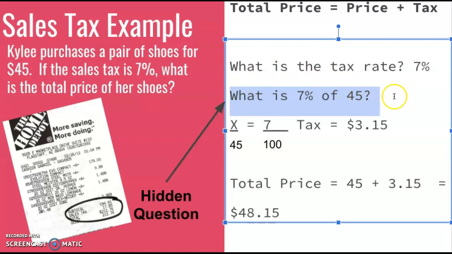Now, if we read this like a percent of question, we're going to say, what is, so there's what is, 7%, there's 7% of 45, and 45 goes on the bottom. When we calculate that, we get $3.15. Now that $3.15 is the extra she's going to need to pay on top of the 45. So we find the total cost by adding the subtotal plus the tax equals the total.